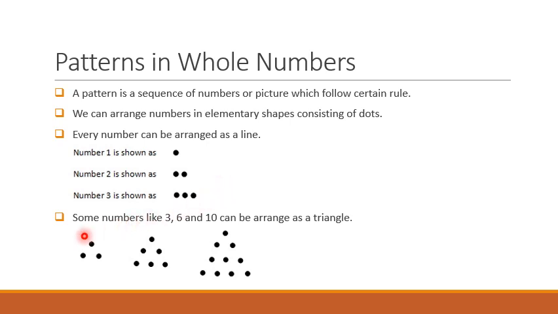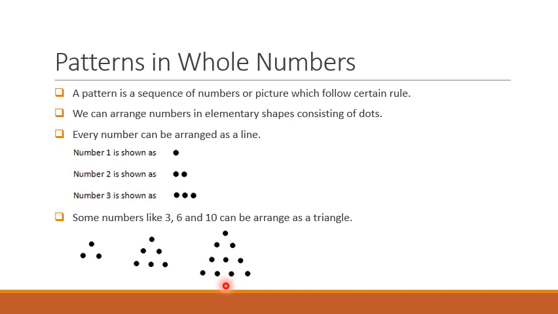Now there are a few numbers like 3, 6 and 10 which can be arranged in the form of a triangle. Such numbers are known as triangular numbers. All the numbers cannot be represented as a triangle, only a few can be. So let's see how 3 can be written. If I want to represent 3, I can write it in this way: 1, 2, 3. Similarly, 6 can be represented with a triangle like this: 1, 2, 3, 4, 5 and 6.